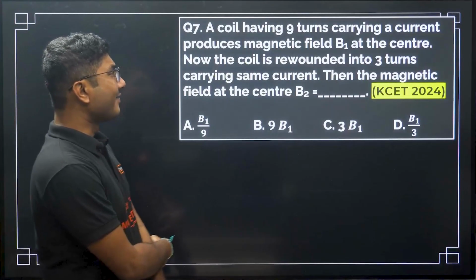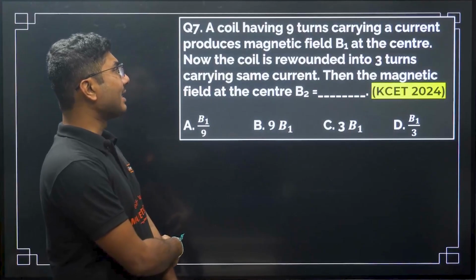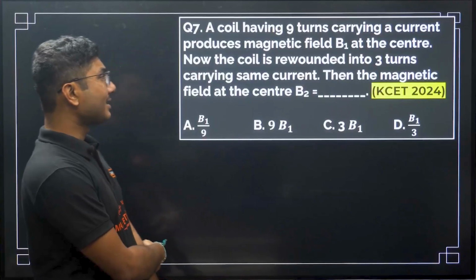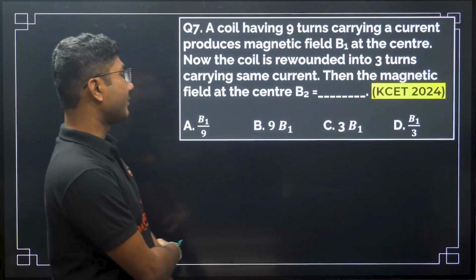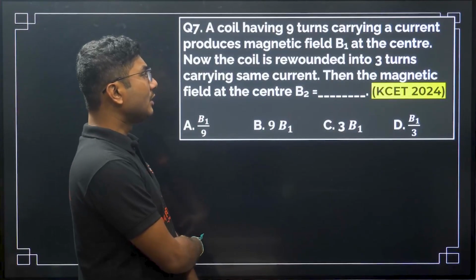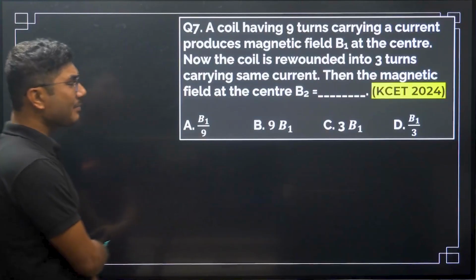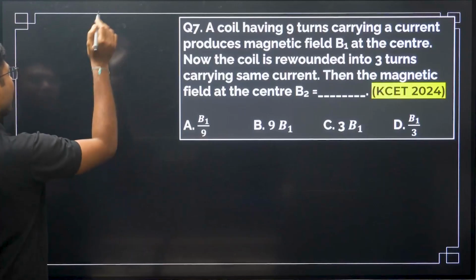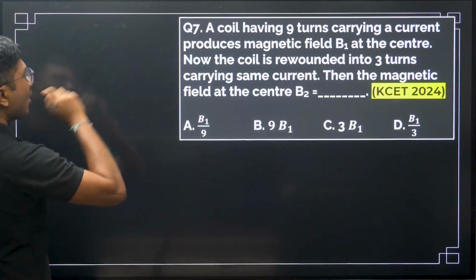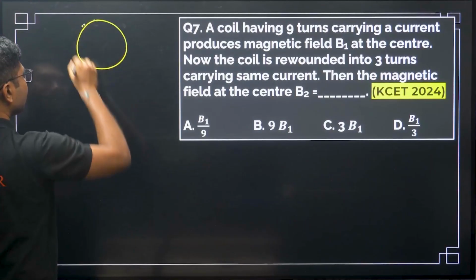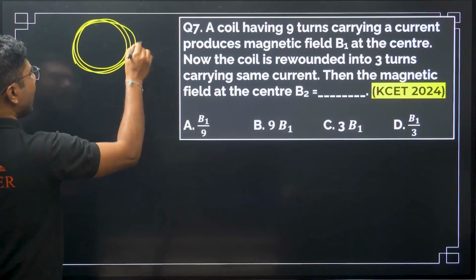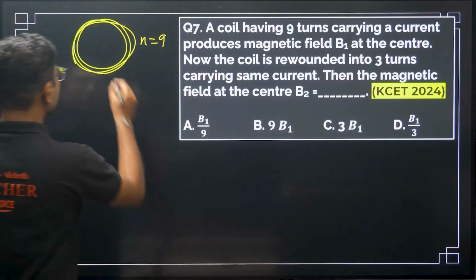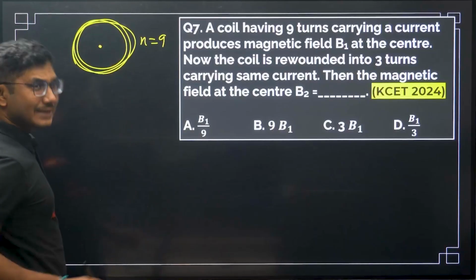A coil having 9 turns carrying a current produces magnetic field B1 at the center. Now the coil is rewound into 3 turns carrying the same current, then the magnetic field at the center B2 is. So first let us understand what the question is. We have a coil having total number of turns n equals 9. So what is the magnetic field at the center of this coil?